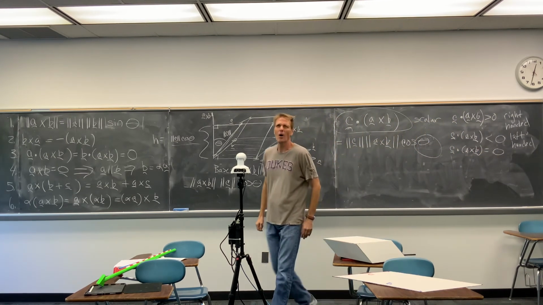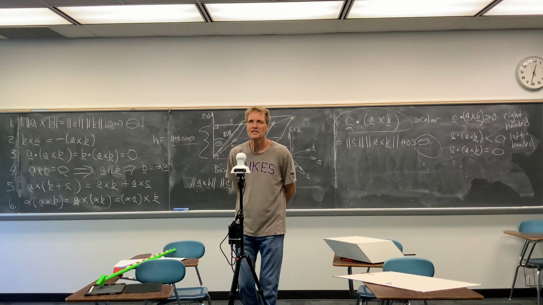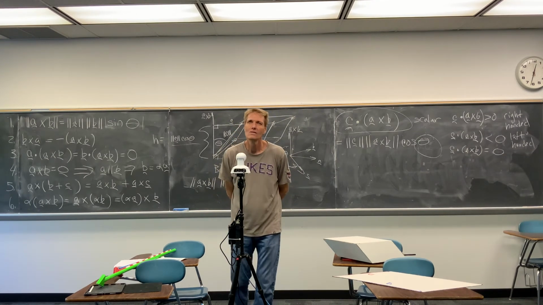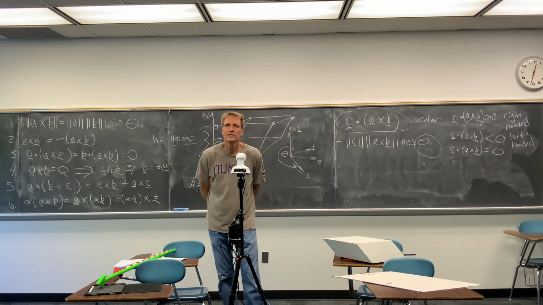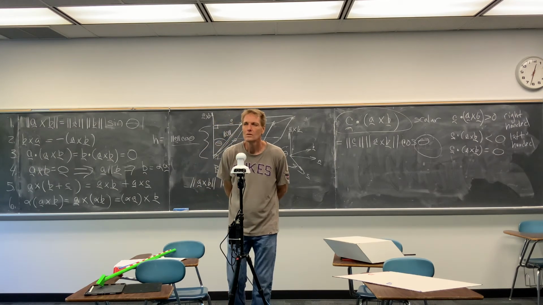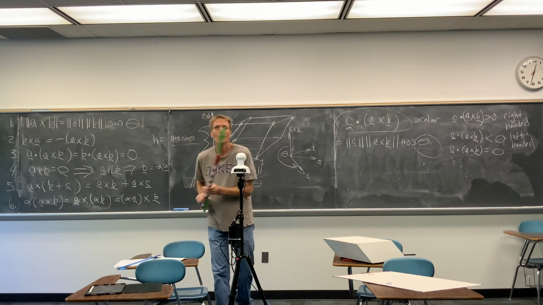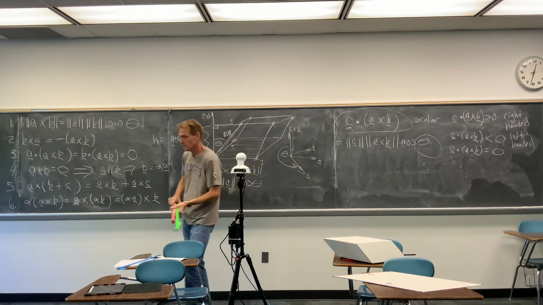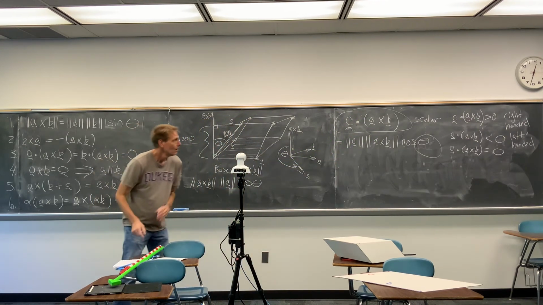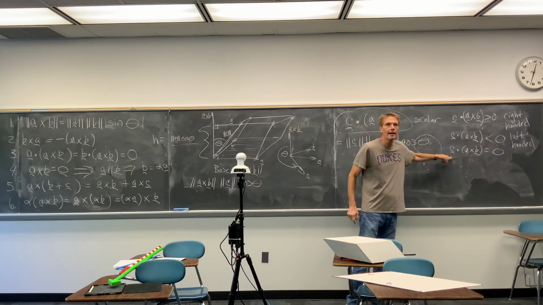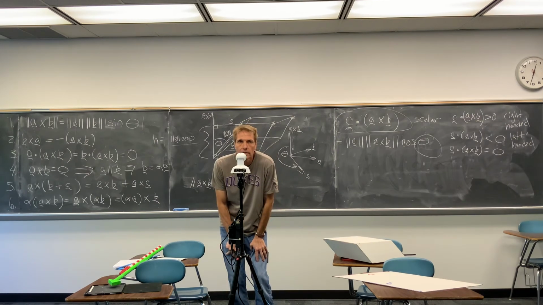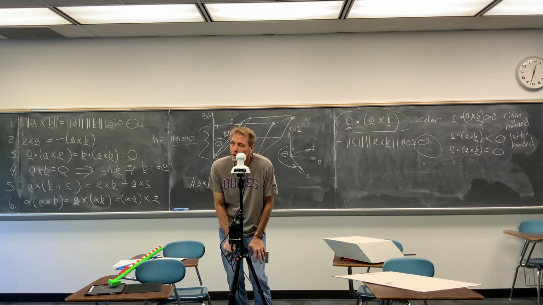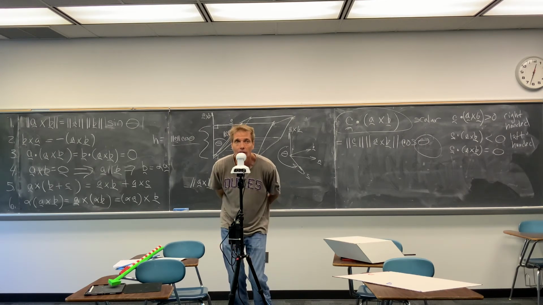If it's zero, well, if I come back here, if C dot A cross B is 0, what does that tell you about the vector C and the vector A cross B? Focus. Go ahead, Robert.